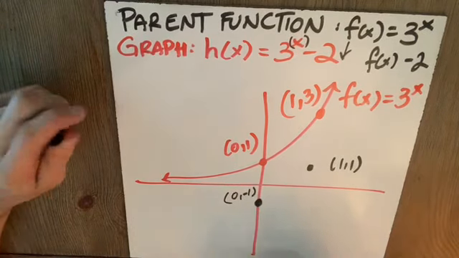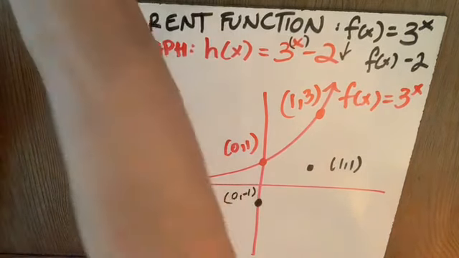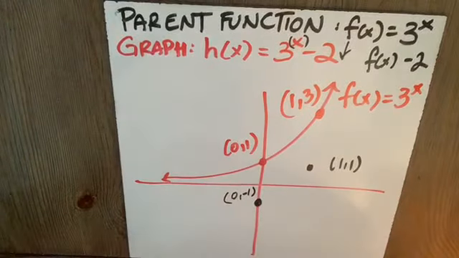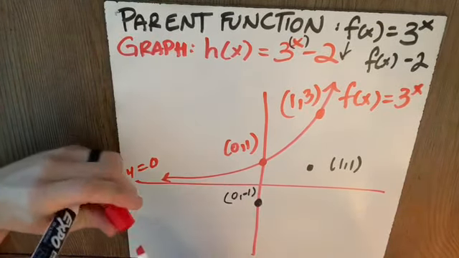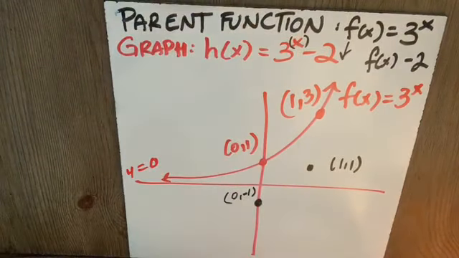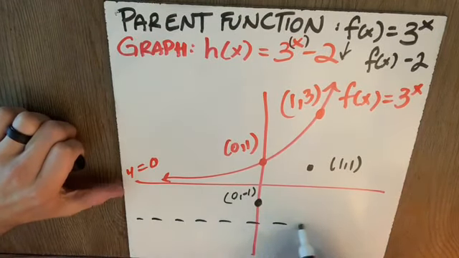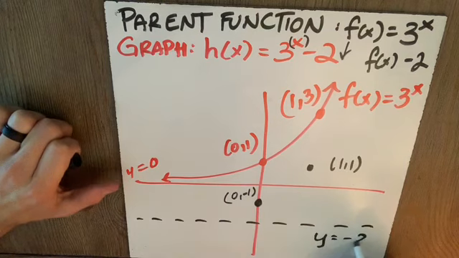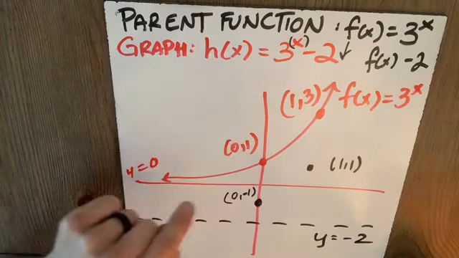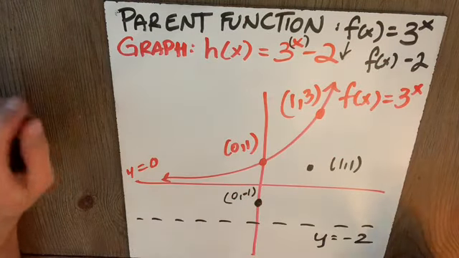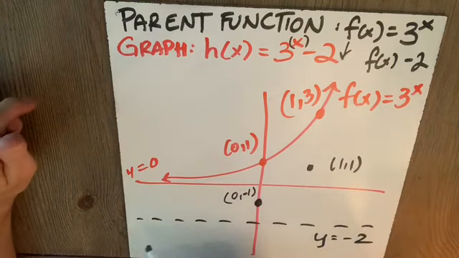And here is the critical piece here. Our horizontal asymptote was at y equals 0. Now my horizontal asymptote is going to be moved down 2. And I've got this, y equals negative 2. So to graph this child function of the parent function, I need at least 2 points and 1 asymptote.